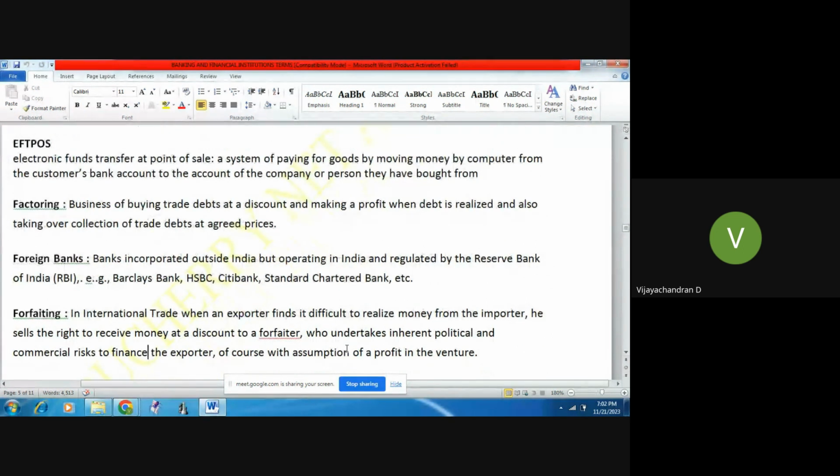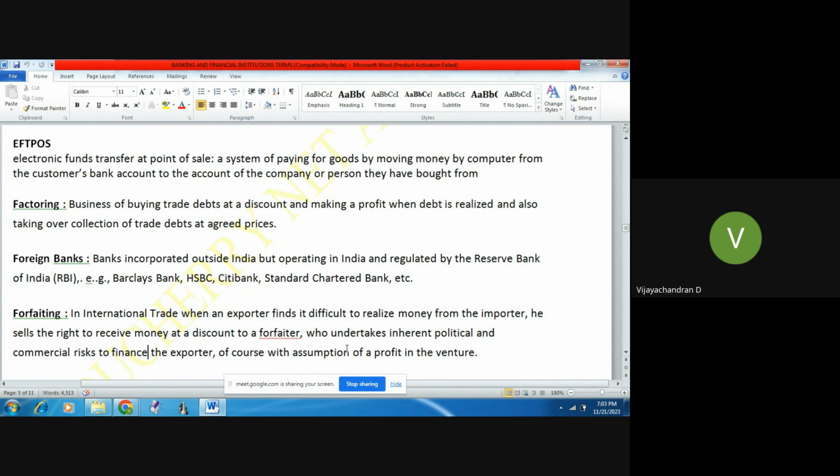EFT POS, electronic funds transfer at the point of sale. It is a system of paying for goods by moving money by computer from a customer's bank account to the seller. So this is also another way of selling. You are selling goods through electronic payment. That is EFT POS.